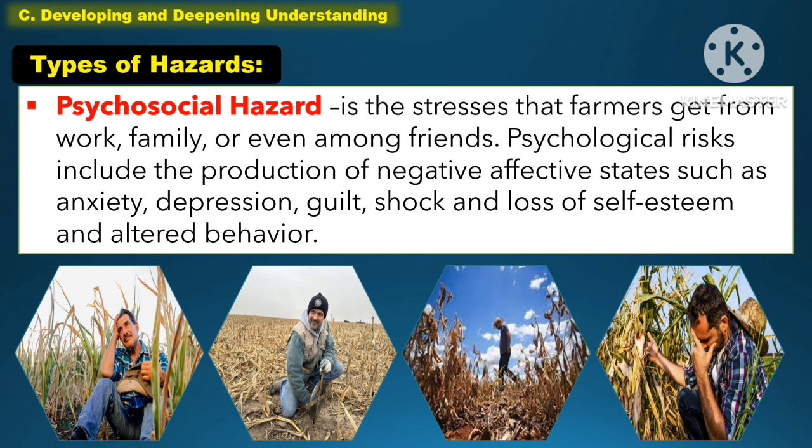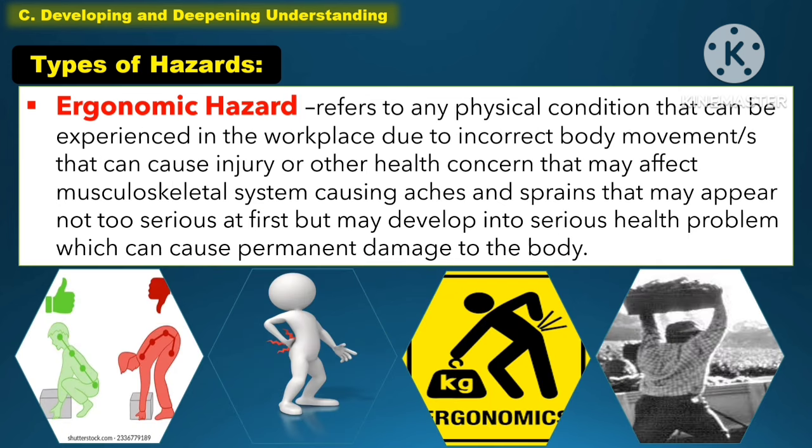Another type of hazard is the psychosocial hazard. It is the stresses that farmers get from the work, family, or even among friends. Psychological risks include the production of negative affective states such as anxiety, depression, guilt, shock, and loss of self-esteem and altered behavior.